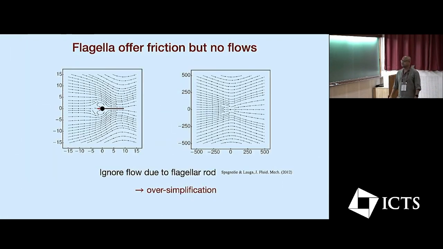One word of caution is that suppose we include the friction from the rod, but we don't include the flow due to the movement of the rod. That was the model that was studied by other people in other contexts. And when we plotted the flow field of that object, we found that it's just a Stokeslet. Okay, it's not a stresslet. So for our case, that will be an oversimplification. We do need to include the effect of the flow due to the flagellar movement.